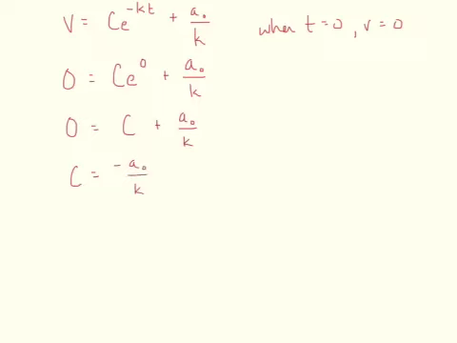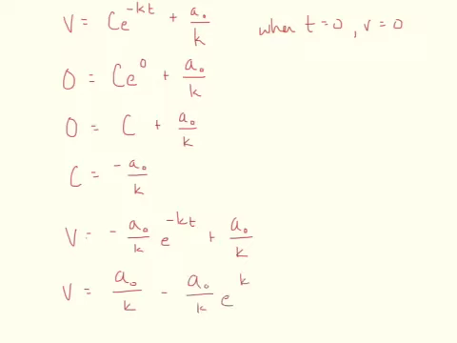And so if we go back and plug in our value for c, we get v equals negative a₀ over k e^(-kt) plus a₀ over k, or the way I usually write it is v equals a₀ over k minus a₀ over k e^(-kt), and if you really want the simplest version, then it's a₀ over k times (1 - e^(-kt)).